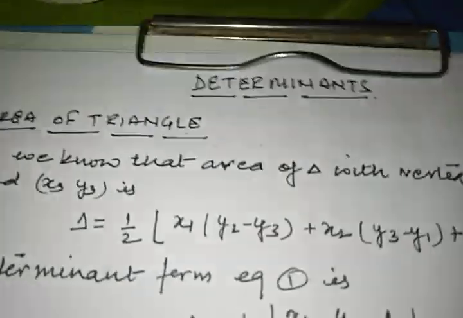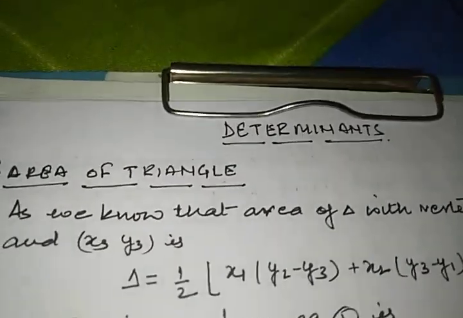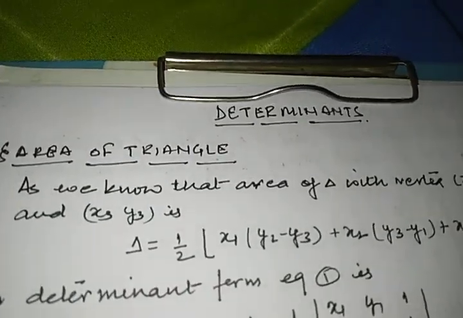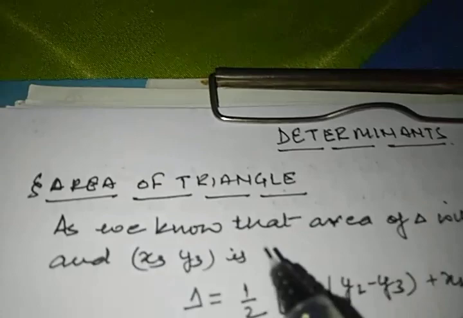Good evening, class 12. So we are with the next lecture of the topic determinant. Now first article is about the area of triangle.